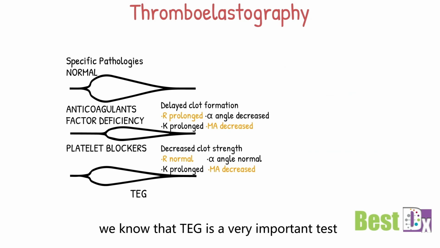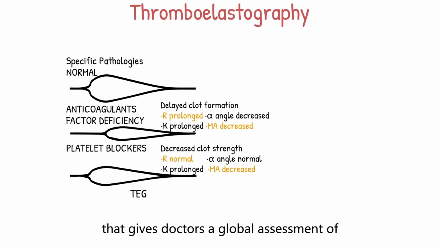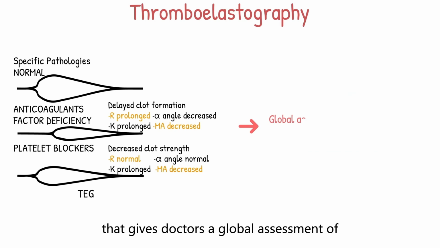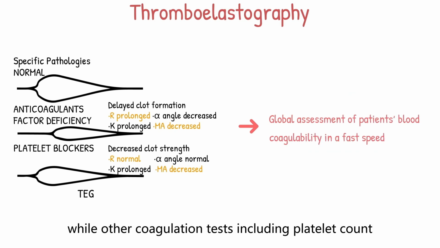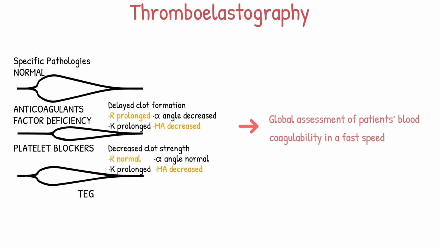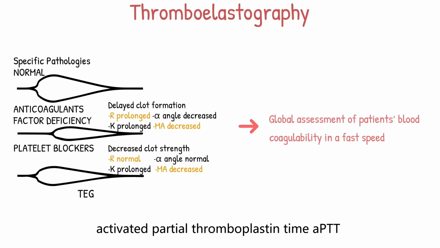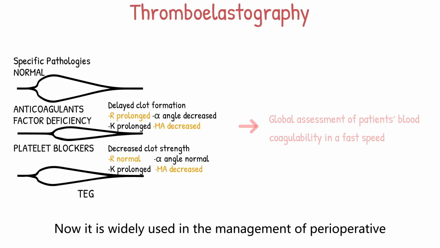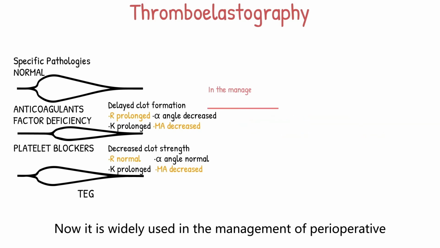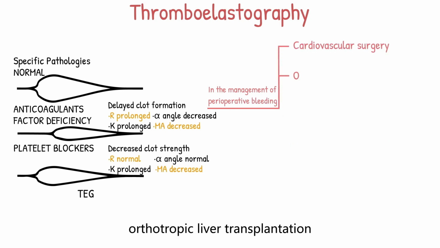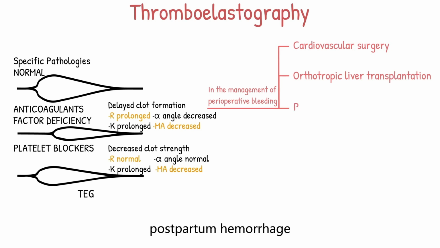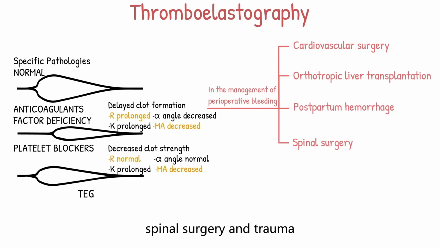After discussing above, we know that TEG is a very important test that gives doctors a global assessment of patients' blood coagulability in a fast speed, while other coagulation tests including platelet count, prothrombin time (PT), activated partial thromboplastin time (APTT) give partial pictures of blood coagulability. Now it is widely used in the management of perioperative bleeding in areas such as cardiovascular surgery, orthotopic liver transplantation, postpartum hemorrhage, spinal surgery, and trauma.